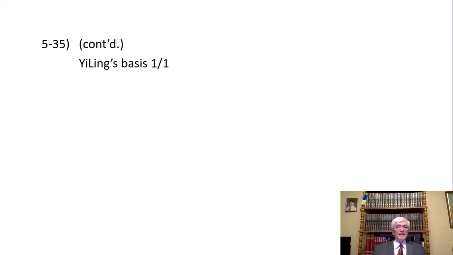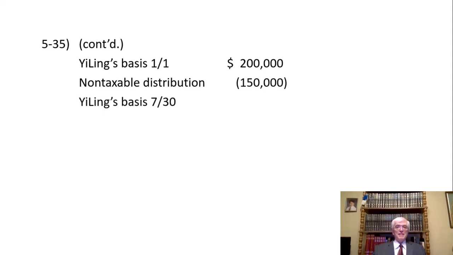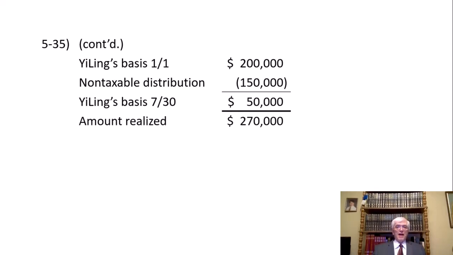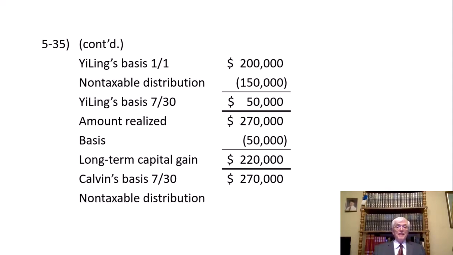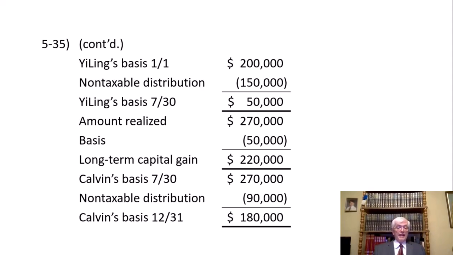So continuing on, Yi Ling's basis on January 1 was $200,000. Her non-dividend distribution of $150,000 reduced her basis on July 30th to $50,000. So her amount realized on the sale, Calvin gave her $270,000. Her basis is $50,000. She's got a long-term capital gain of $220,000. Calvin's basis on July 30th is what he paid for it, $270,000. He got a non-dividend distribution of $90,000, so his basis at the end of the year is $180,000.